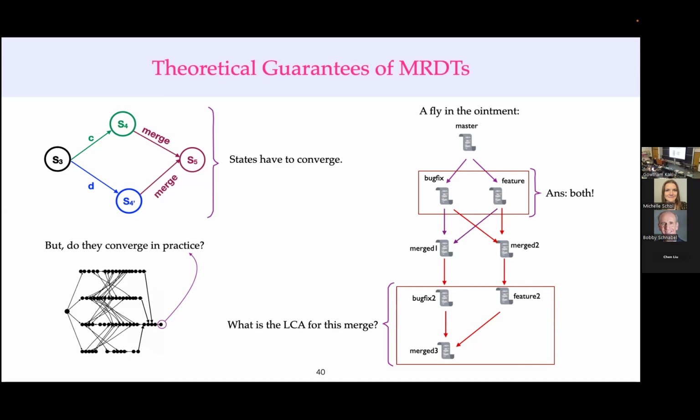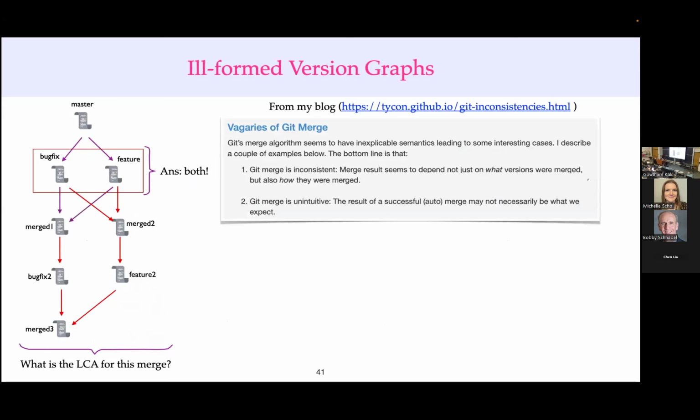Before that, is this something that is even possible in Git, in actual GitHub? Well, turns out it is. This is from my blog back in 2019. I've shown an example of how the Git merge is inconsistent. The merge result seems to depend not just on what versions were merged, but also on how they're merged. And second, the merge is unintuitive. Even when the merge is successful, you do not necessarily have all the things that you expect it to have.